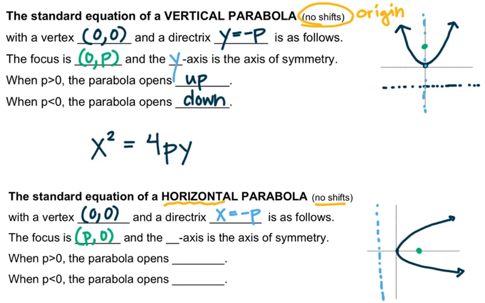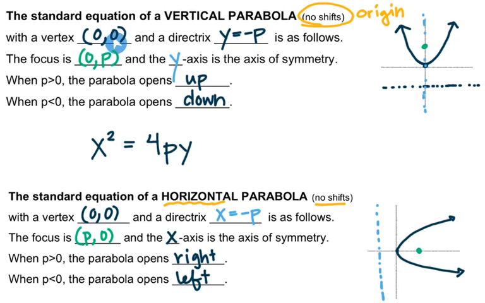And of course, the x-axis, this horizontal x-axis, is my axis of symmetry. If that p-value is positive, that means we're going to move the positive direction on the x-axis. The parabola is going to open to the right. And of course, if we negated this p-value, the parabola would open to the left.